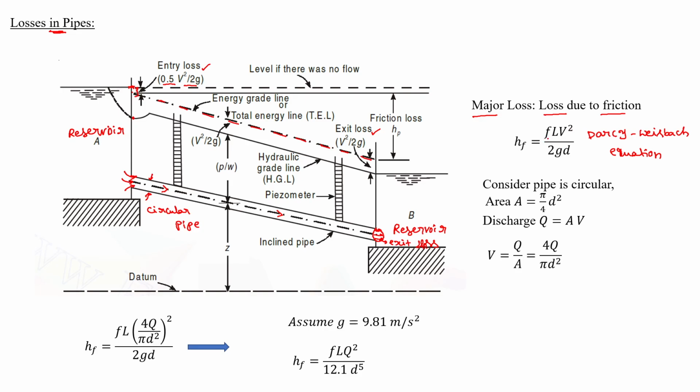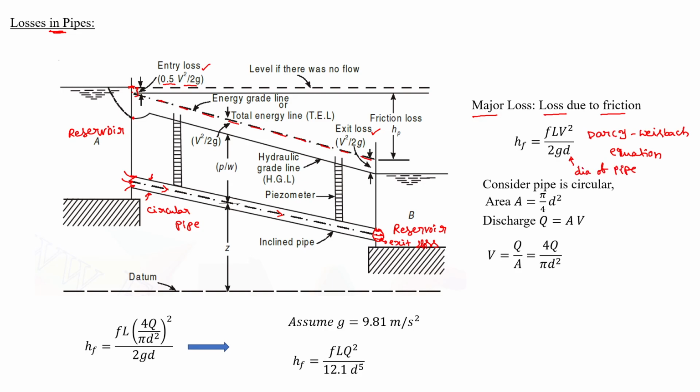f is the coefficient of friction. L is the length of the pipe. v is the velocity of water in the pipe, and g is the acceleration due to gravity. d is the diameter of the pipe.